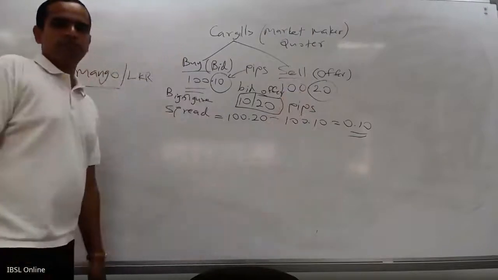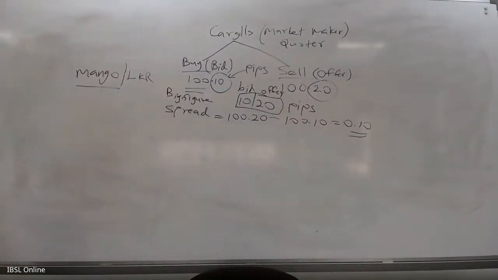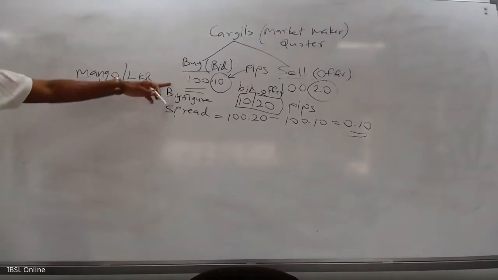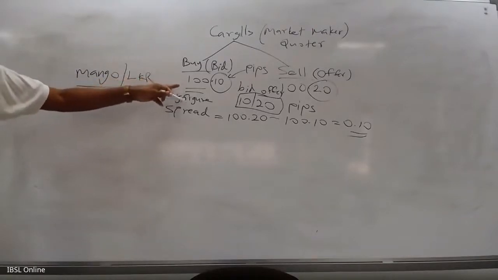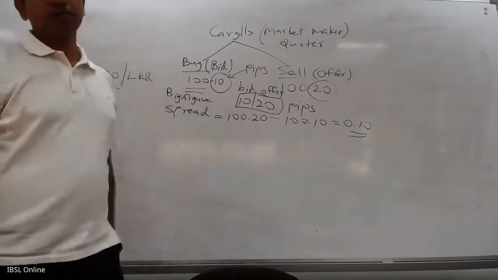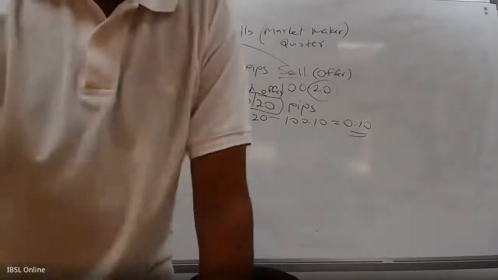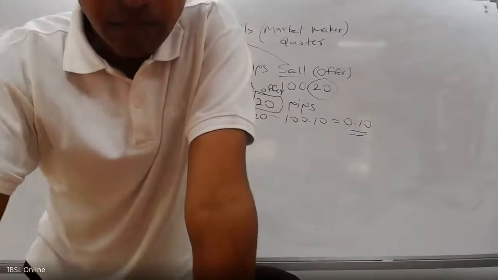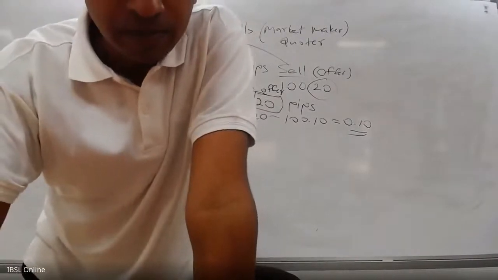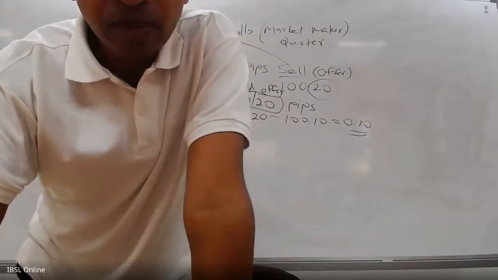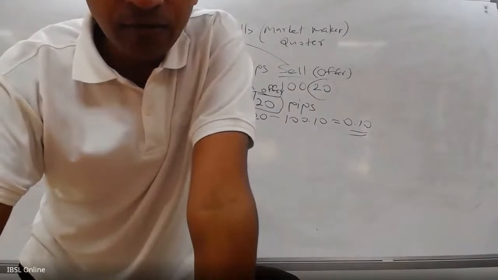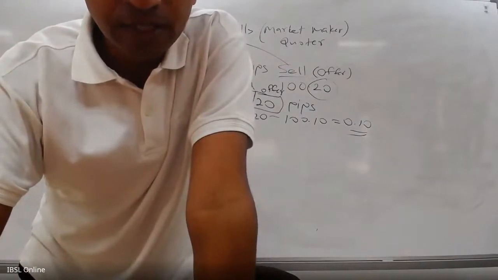So what is quoted are only the pips. They will just say 10, 20. If you are in the mango market, you should know the big figure. Traders are supposed to know the big figure. Only pips are being quoted in markets. That is how markets will quote a price. That is what is mentioned here. Spread is the difference between the offer and the bid, the income for the price maker.